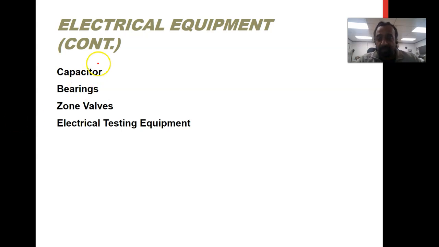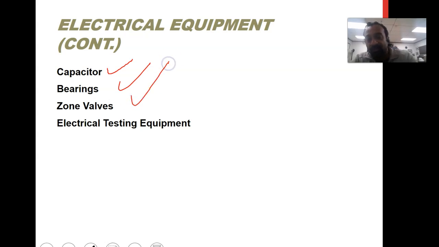Again, capacitors, that's something we have to learn about because we will be using those for motors. Bearings are part of the motors, and we have to be able to distinguish and know what's a running bearing and what's a malfunctioning bearing. Zone valves and electrical equipment testing.